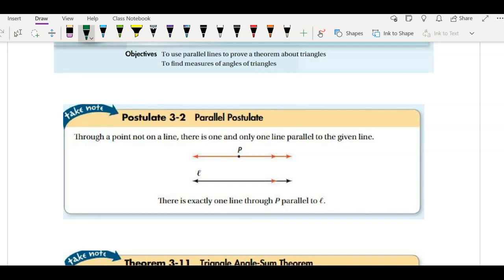So the parallel postulate says, through a point not on a line, so we have a point right here that's not on a line, there is one and only one line parallel to the given line. So there is exactly one line that can go through point P and be parallel to line L. If I drew this another way, there's only one way that I can have this. Other ways through the point, it's not going to be parallel. So that is the only possible way.